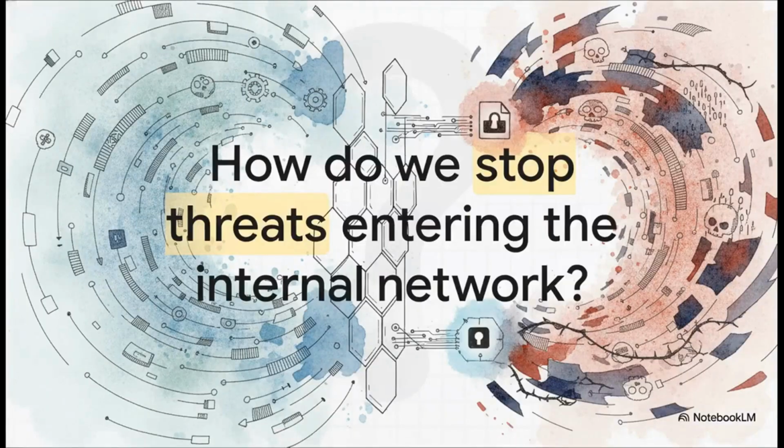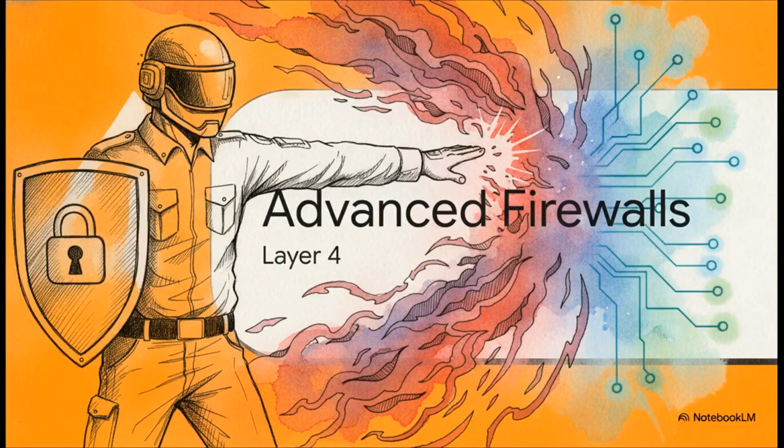But wait, this actually raises a really fascinating question. We've just perfectly encrypted our data streams, right? But what if a cybercriminal uses that exact same encrypted connection to send a malicious file directly into your network? If the data is encrypted in transit, how do we actively guard the network gates and stop malicious packets from just walking right in?